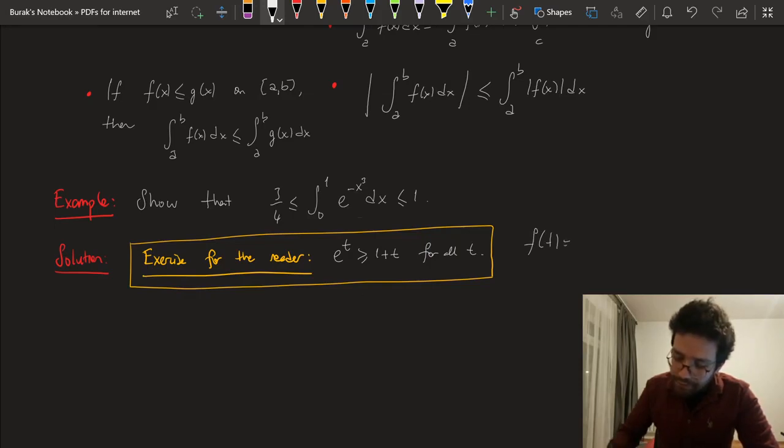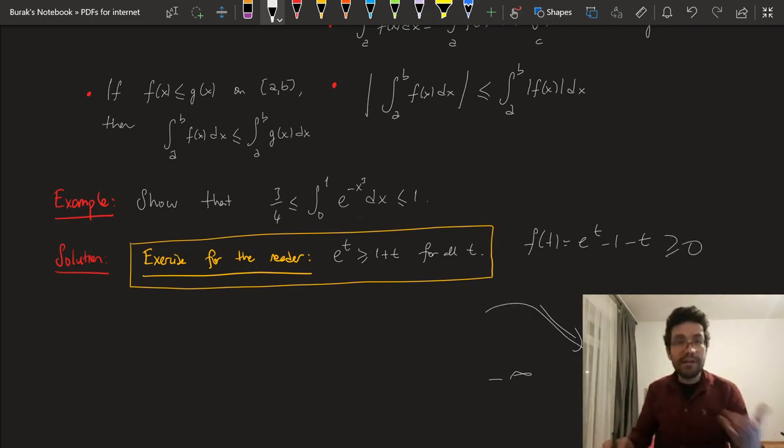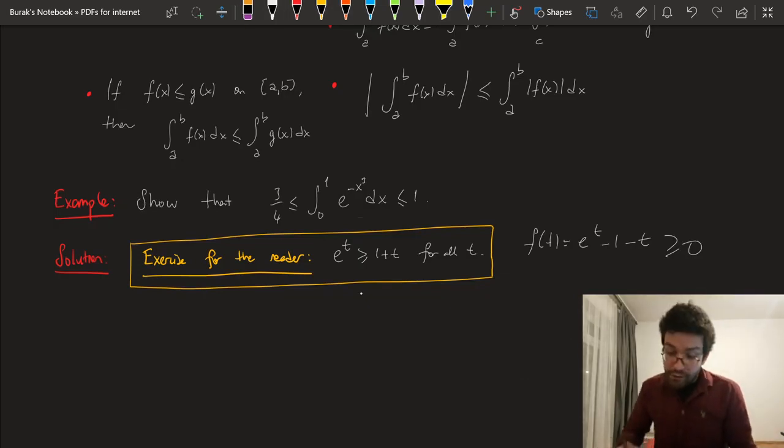Call your f of t equal to e to the power t minus 1 minus t. Show that this function is decreasing on the interval minus infinity to 0, and it's increasing on the interval 0 to infinity, and its value at 0 is 0. So the lowest it can get is 0, which means that this is greater than or equal to 0 all the time, which means that e to the power t is greater than or equal to 1 plus t. So you can do that and pretend that you showed this.